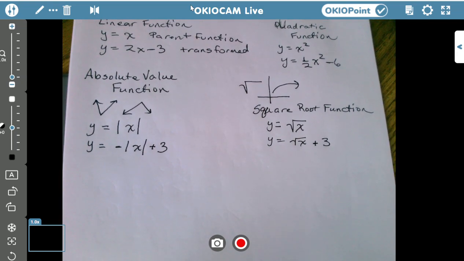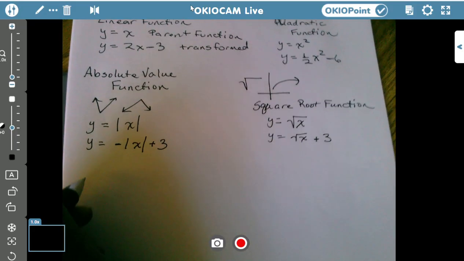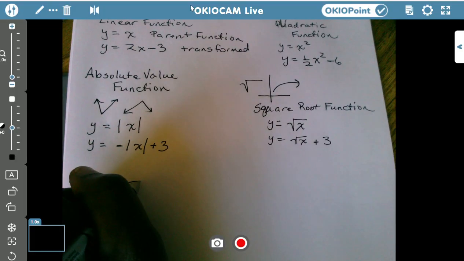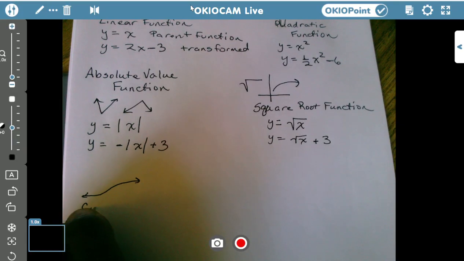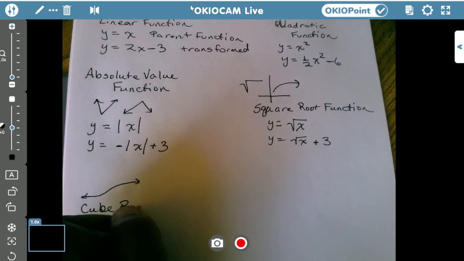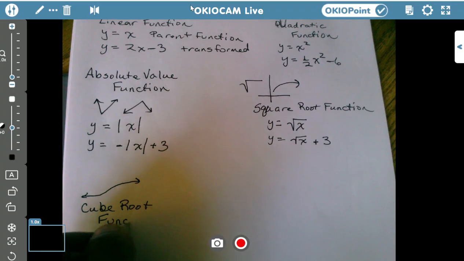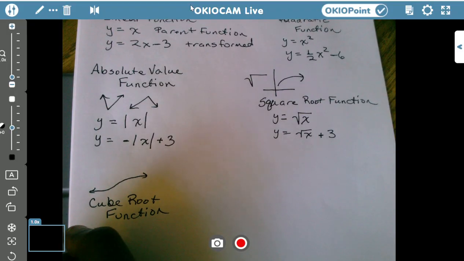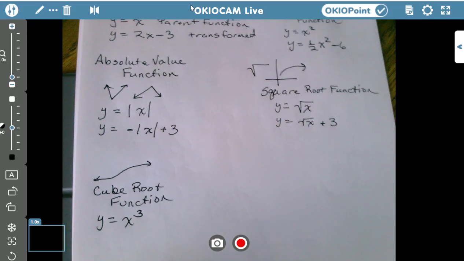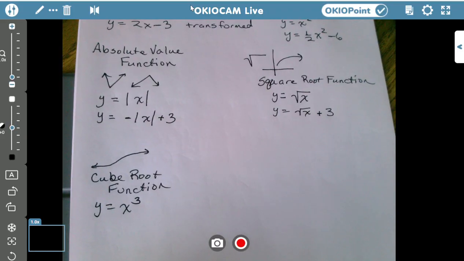Alright. The next function is the cube root function. It is squiggly. Here we go. Cube root may look something like that. It is written as y equals x cubed. That's the parent function, okay?